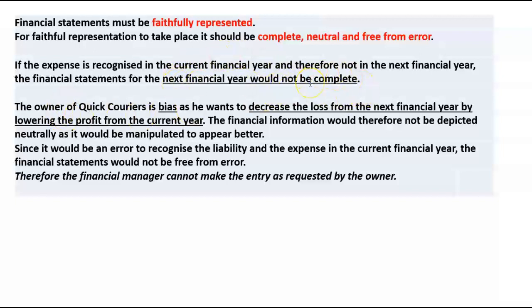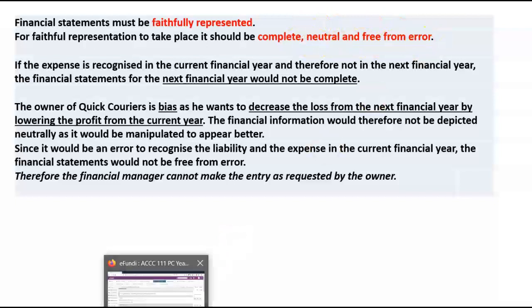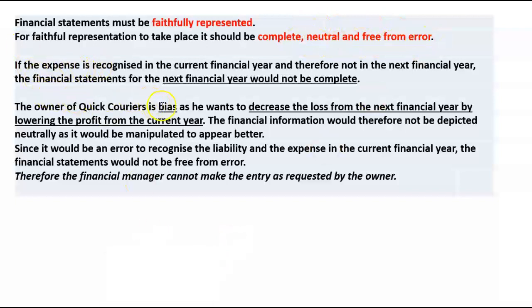So the next financial year would not be complete, but the current financial year is not going to be neutral, nor is it going to be free from error. Now, the owner is biased if he wants to decrease his profit this year and defer these profits to next year. Why? Because he's smoothing out his profit situation over two years. He wants to decrease the loss of the next financial year by lowering the profit of the current financial year. So basically he's manipulating his profits. His financial statements are definitely not a neutral depiction of the actual situation that took place.